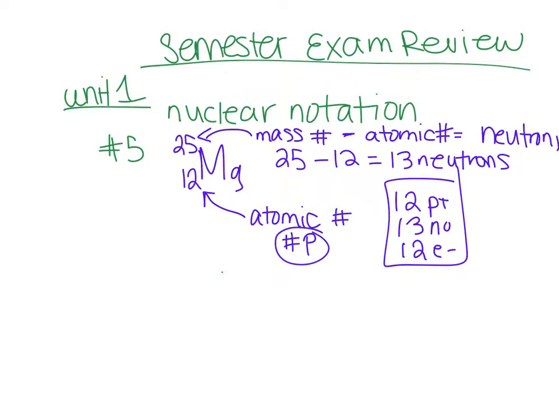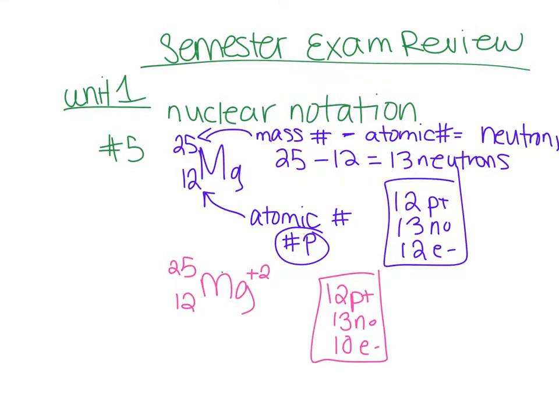Right underneath this, what I want you to write is the same thing, but this time I want you to put a little +2 right here, because this is showing you the magnesium ion. Your answer would now be 12 protons, 13 neutrons, and any idea on the electrons? 10. Please remember this +2 charge means that I got rid of 2 electrons. You became more positive because I got rid of the negative stuff. So that's that for that.